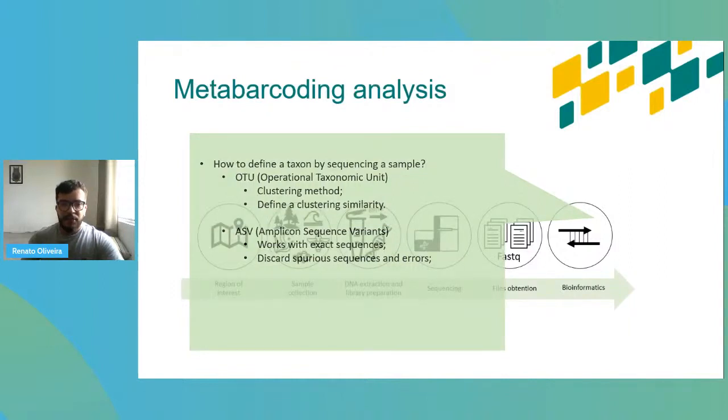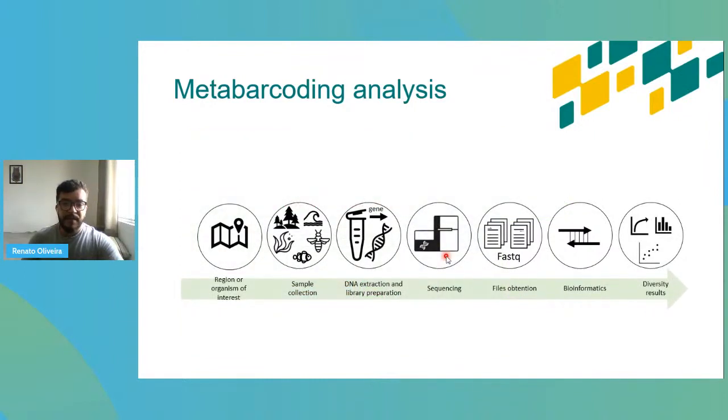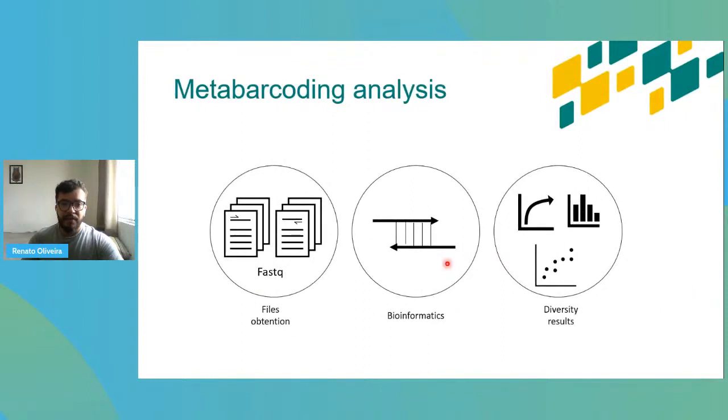Once we have these OTUs and these ASVs defined, we can assign a taxon to each one of them by using a reference database. And with this information, we can have at the end some diversity results, such as alpha and beta diversity information. In this presentation, I will focus on these 3 last steps.